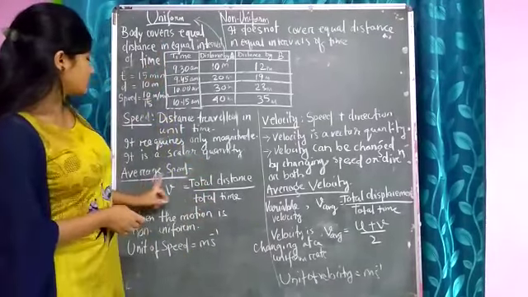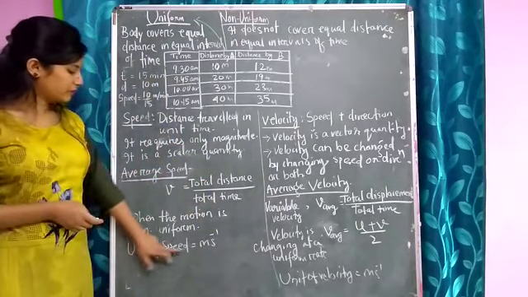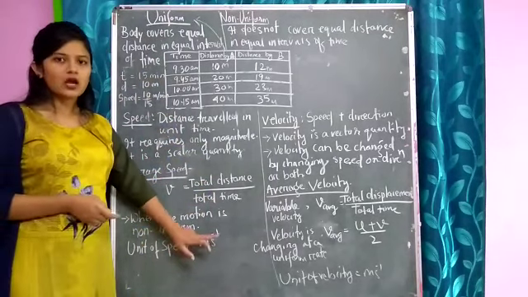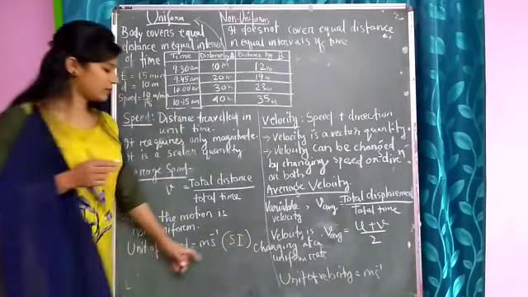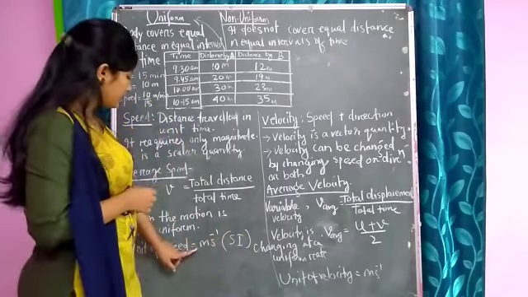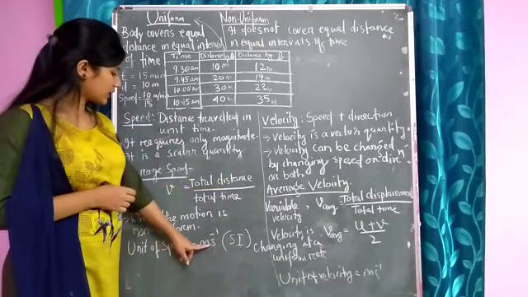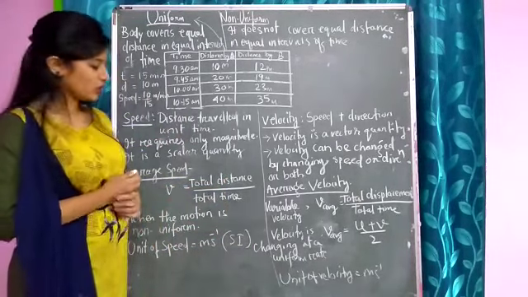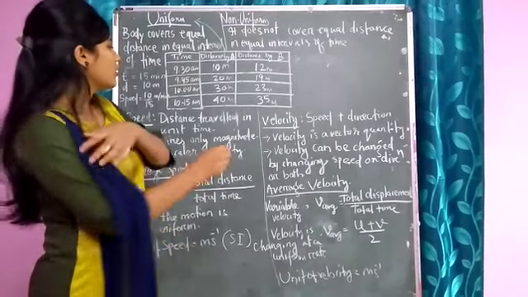Then what is the unit to measure the speed? The unit will be meter per second, which is an SI unit. That means we are taking this unit universally. Meter per second. Meter is for distance and second is for time. So the unit of speed is meter per second.